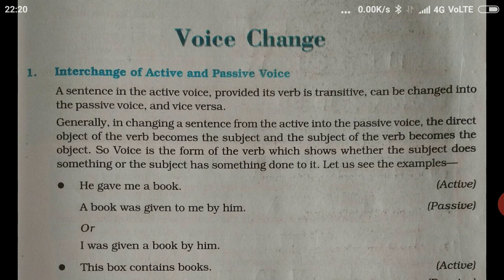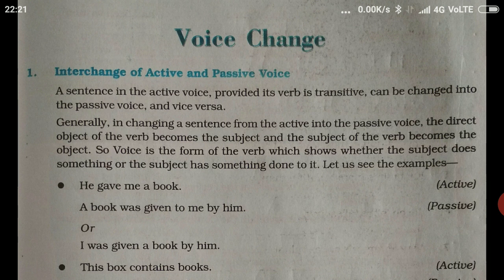First of all, I want to tell you what are active and passive voice, right? Here, a sentence in the active voice, provided its verb is transitive, can be changed into the passive voice and vice versa, right? Generally, in changing a sentence from the active into the passive voice, the direct object of the verb becomes the subject and the subject of the verb becomes the object, right? So voice is the form of the verb which shows whether the subject does something or the subject has something done to it, right?